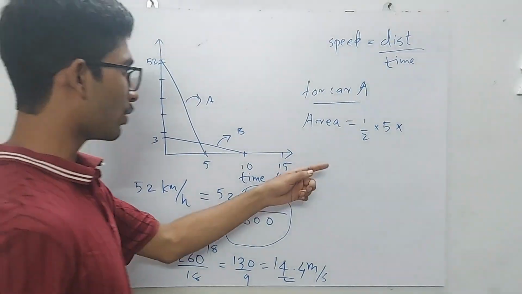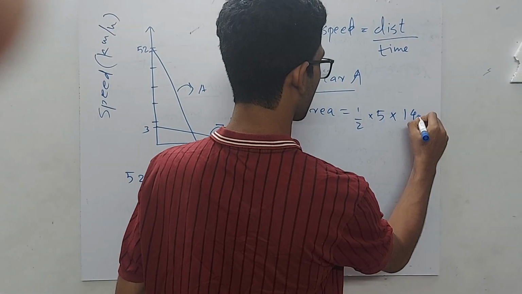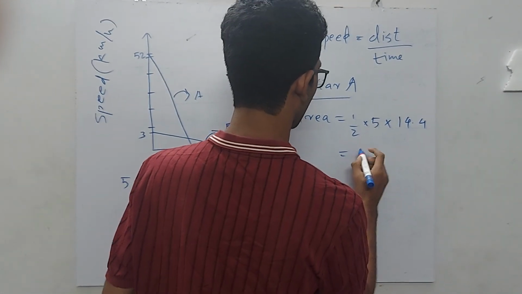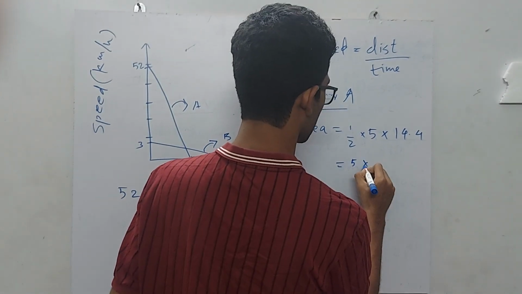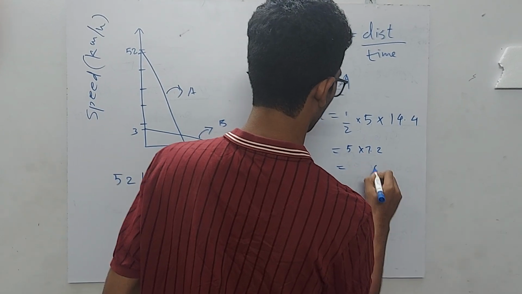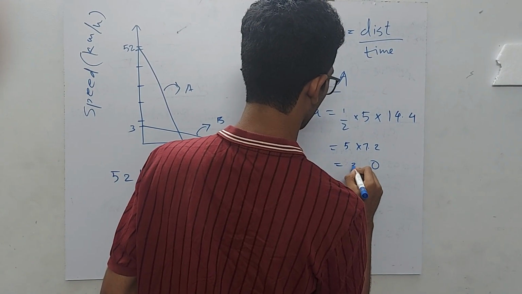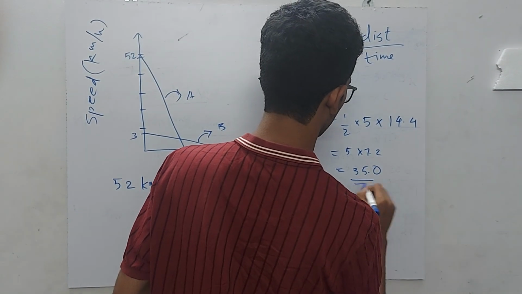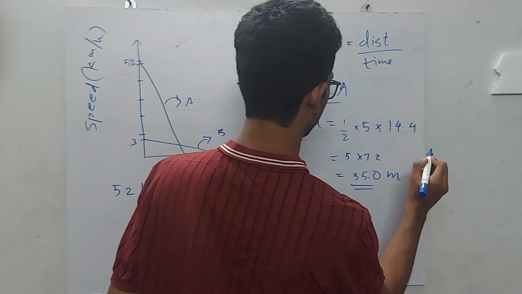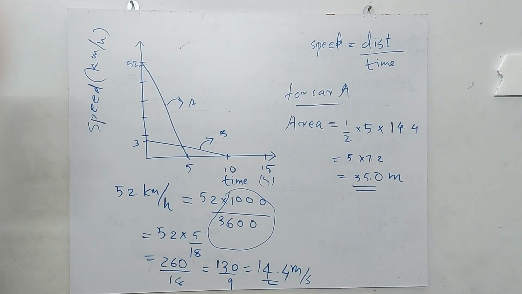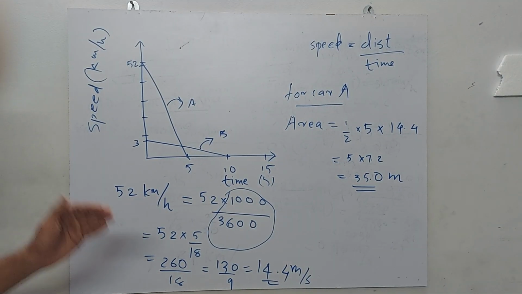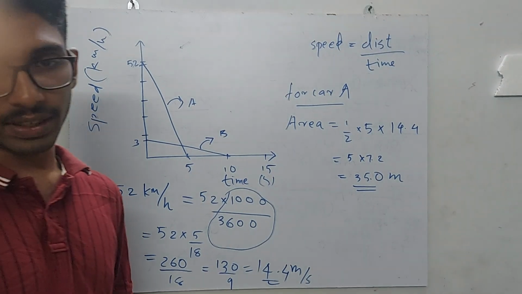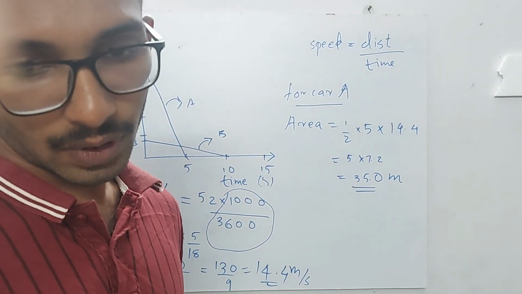So we can substitute this value here, 14.4. So our answer will be 5 into 7.2, which is 36 meters. Okay, 36 meters is the distance that car A has traveled.